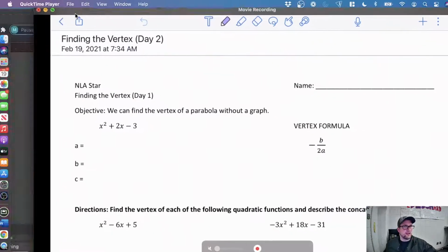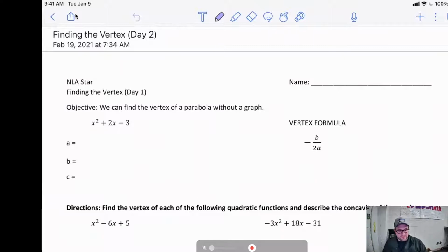Today we are going to be talking about how to find the vertex again. This is our second day talking about this, so I do think that you have a little bit of familiarity with it, but I wanted to practice it to really deepen some of these skills because we're going to start using this a lot.